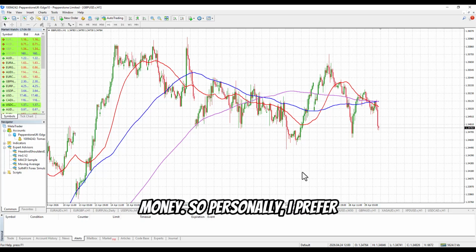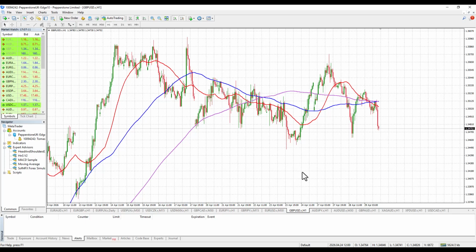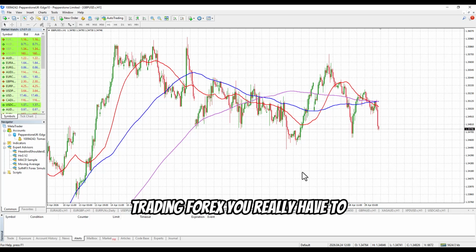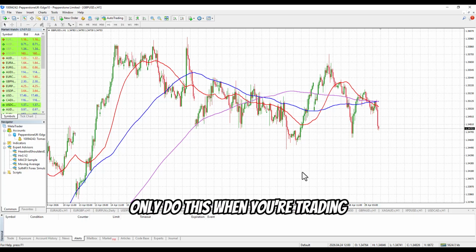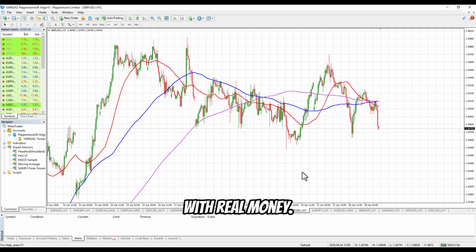So personally, I prefer trading very small real positions instead of staying forever on a demo account, because your emotions only appear when real money is involved. And I find that when you are trading Forex, you really have to learn how to manage your psychology first, and you can only do this when you're trading with real money.